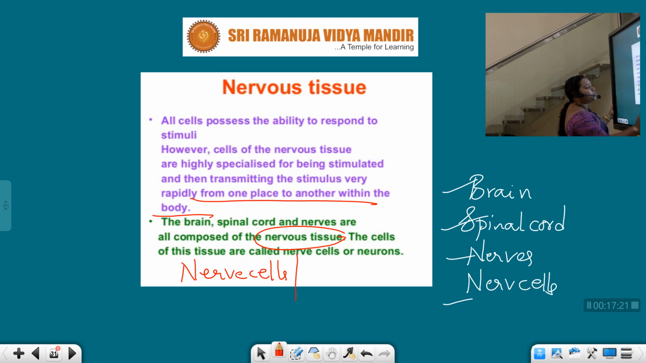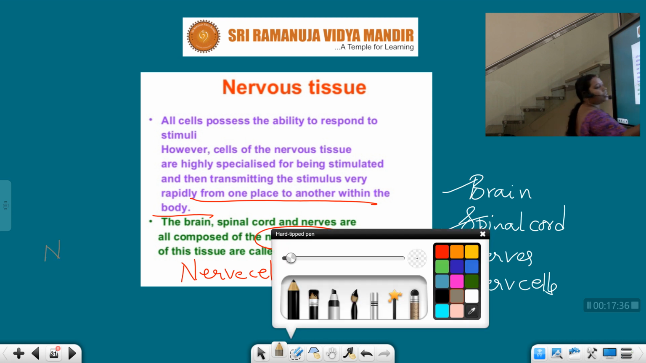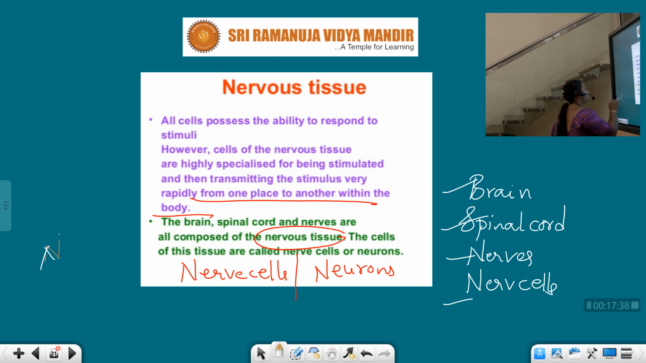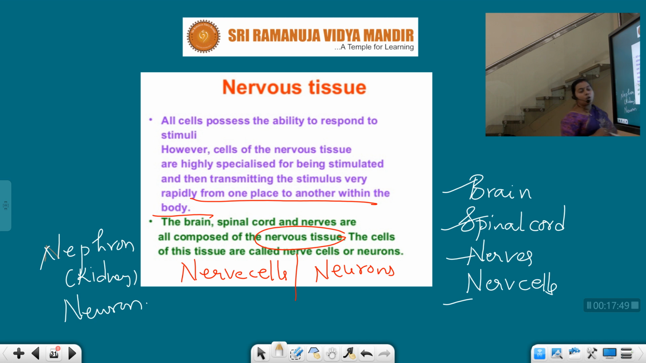What is the other name of nerve cell, students? Neuron. And generally children used to get confused between the neuron and the nephron. There are a lot of differences there. Both are very important. Nephron is the kidney cell, the cells present in the kidney, and the neuron is the cell present in the nervous system. Neuron differs from nephron.